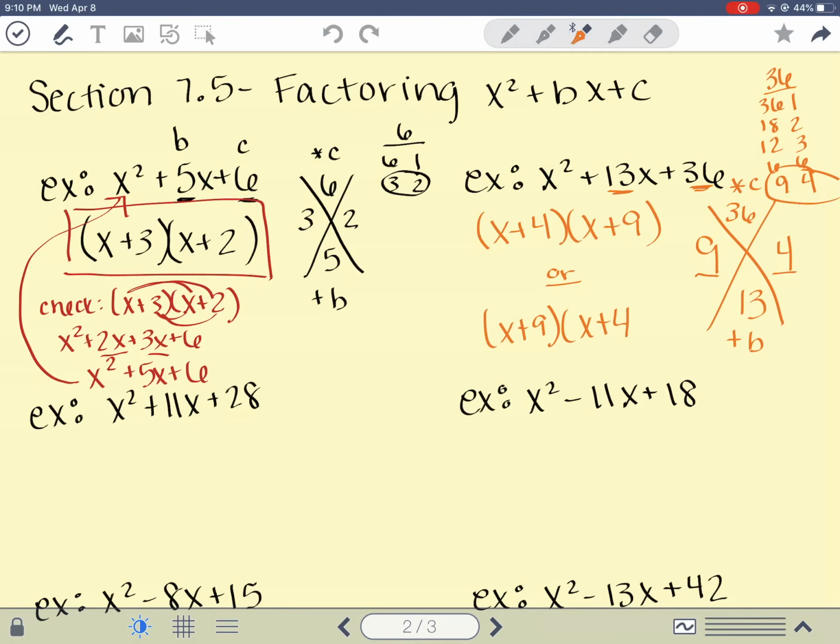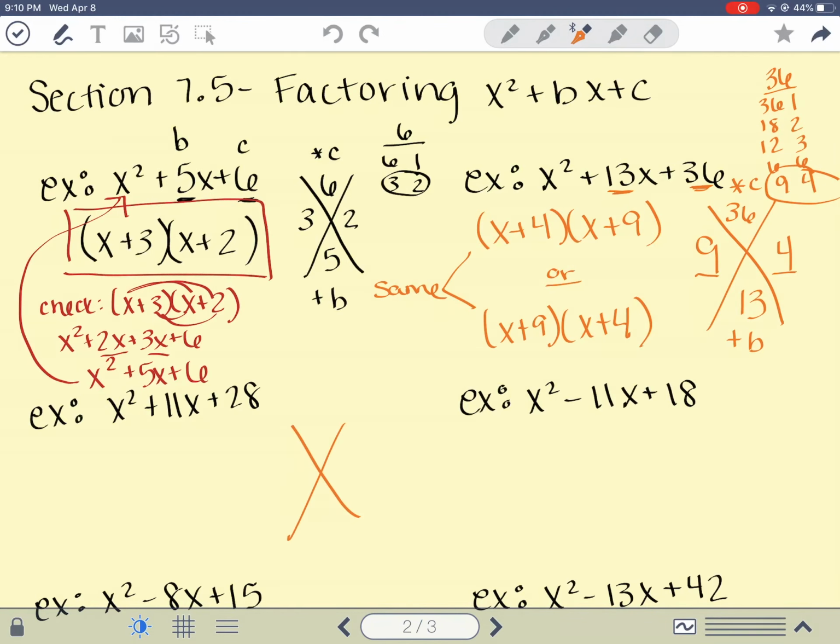Or you could write it x plus 9 times x plus 4. It does not matter because multiplication has the commutative property. They can switch places. They can move around. These two are the same thing. And of course, you can always multiply it back out to check your answer.